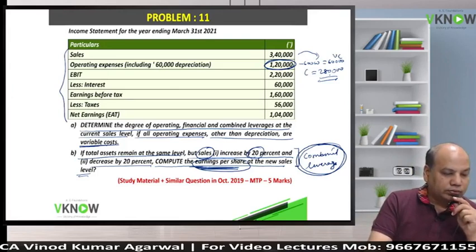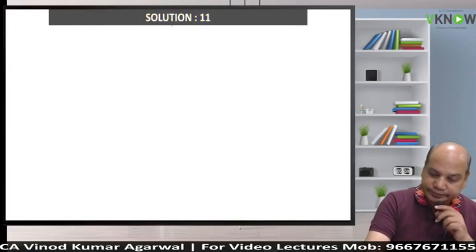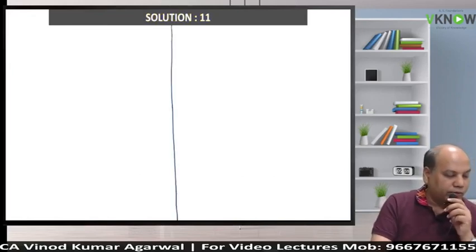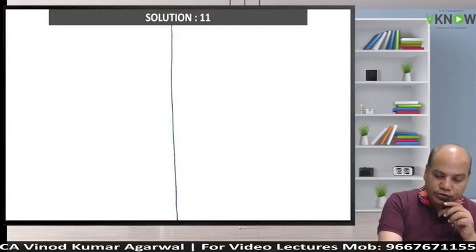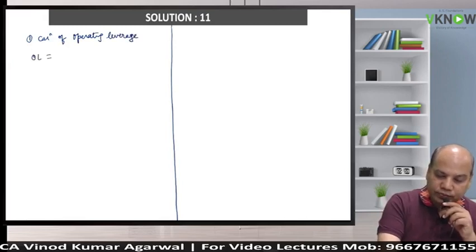So write down. First question is compute the degree of operating, financial and combined leverage, one by one. First you write down calculation of operating leverage. What is the formula for operating leverage? The contribution upon EBIT. Contribution upon EBIT.